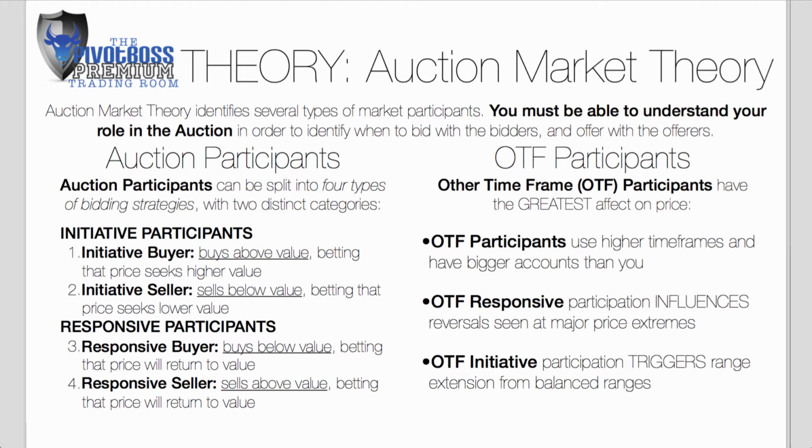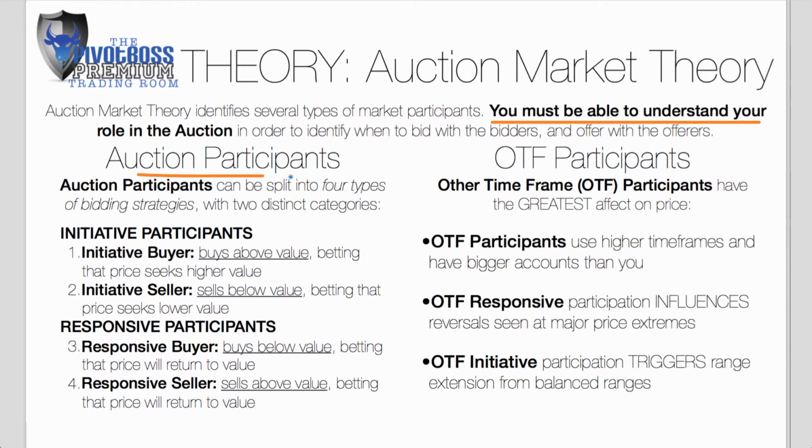That's very important. So this next slide here is about the participants in the auction. Auction market theory tells us what we should believe about price and value, and about the auction process. It also tells us the types of participants in the auction. Auction market theory identifies several types of market participants. You must be able to understand your role in the auction in order to identify when to bid with the bidders and offer with the offerers. That tells you you have to know the roles.